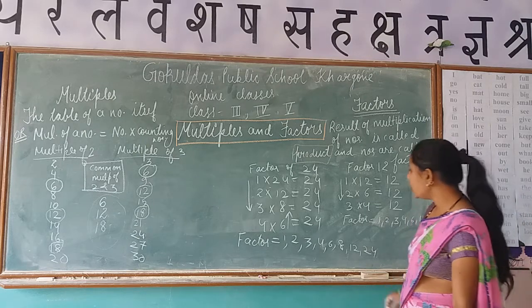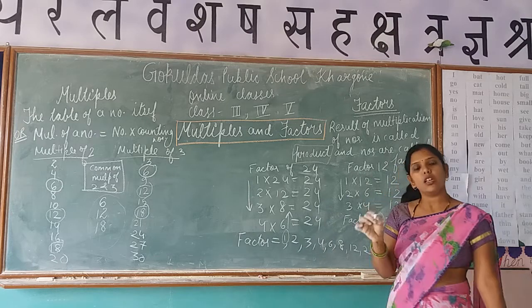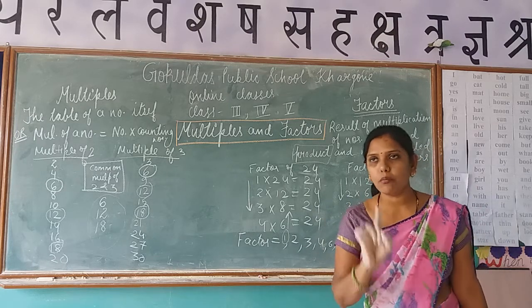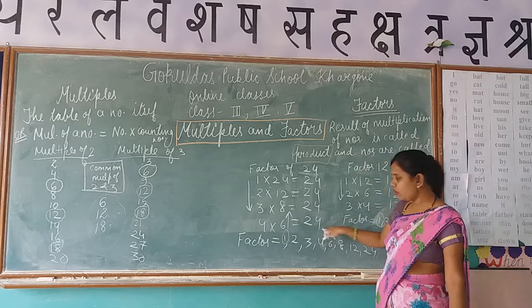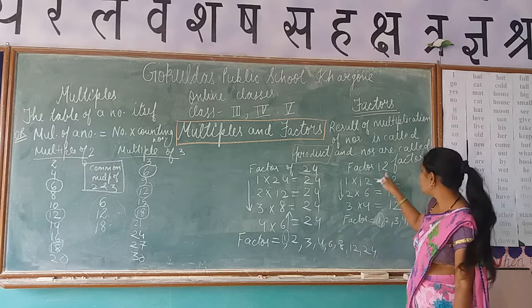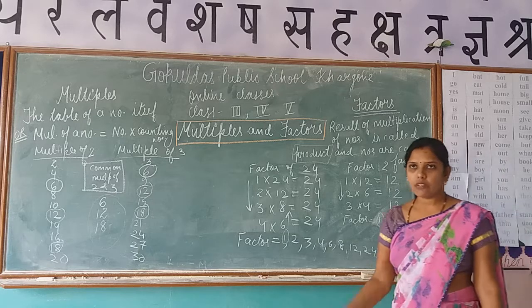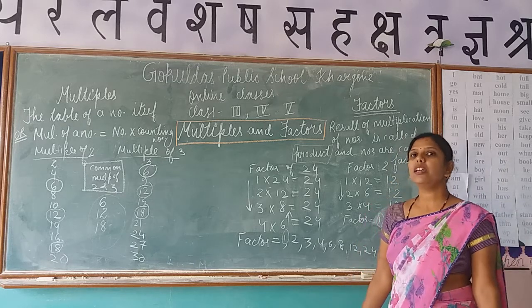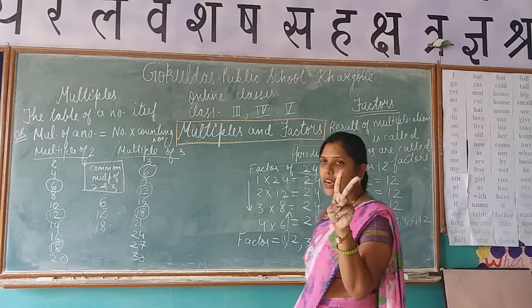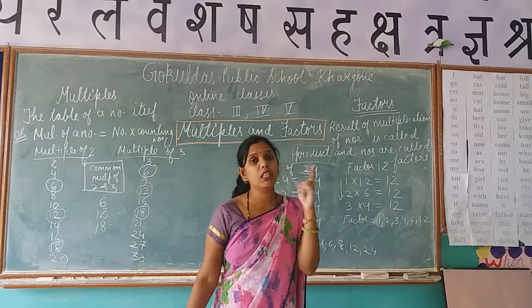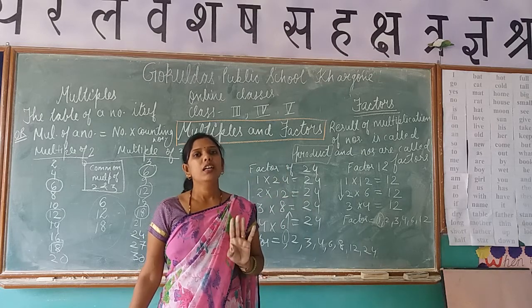So what we have noticed here is that 1 is here and 1 is here also. That means 1 is a factor of all numbers, and the number itself, that here we found the factors of 24, so 24 is also here. Here we found factors of 12, so 12 is also there. So the number itself is a factor of itself. That means all numbers have at least two factors. One is 1 and second is the number itself.